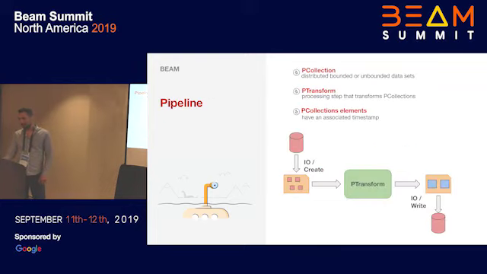So looking at what is a pipeline, it's made up of PCollections and PTransforms. PCollections are distributed datasets, can be bounded or unbounded. This is kind of what gives you the unification between batch and streaming. If it's bounded, you potentially have a batch pipeline that you're running. If you have unbounded data, a PCollection like a Kafka topic, now you have a streaming pipeline.